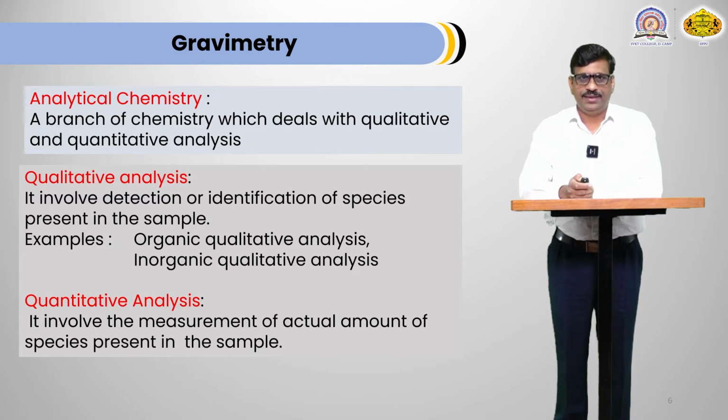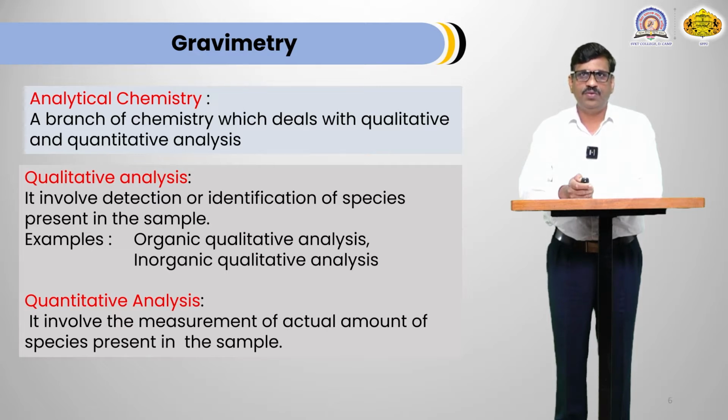Now let's start with analytical chemistry. Analytical chemistry is the branch of chemistry which deals with qualitative and quantitative analysis. Means in analytical chemistry, qualitative analysis as well as quantitative analysis is carried out. Now what is qualitative analysis? Qualitative analysis means detection or identification of the species which are present in the sample. During FYBSc and SYBSc, we have done organic qualitative analysis as well as inorganic qualitative analysis.